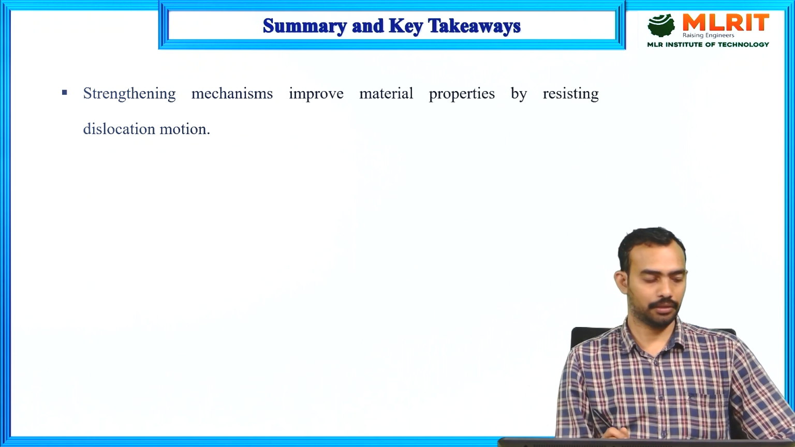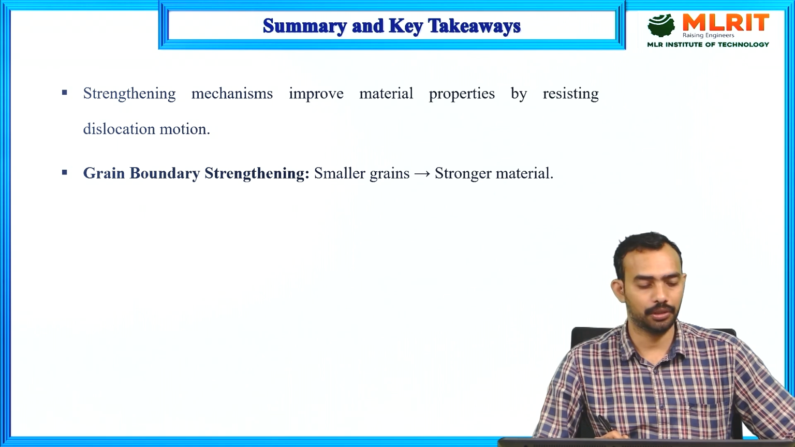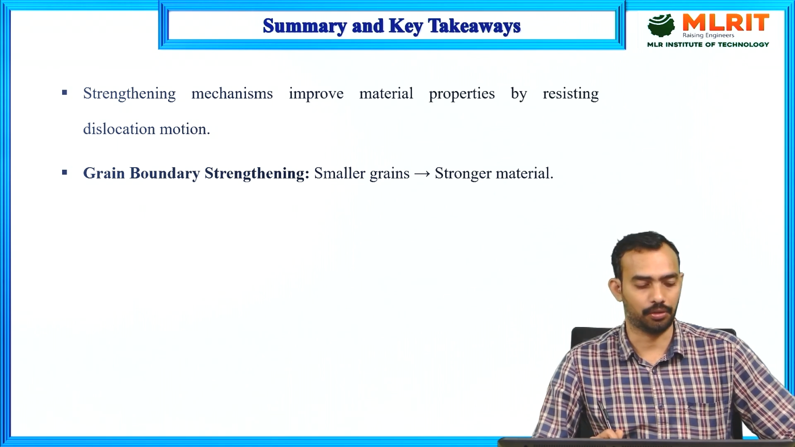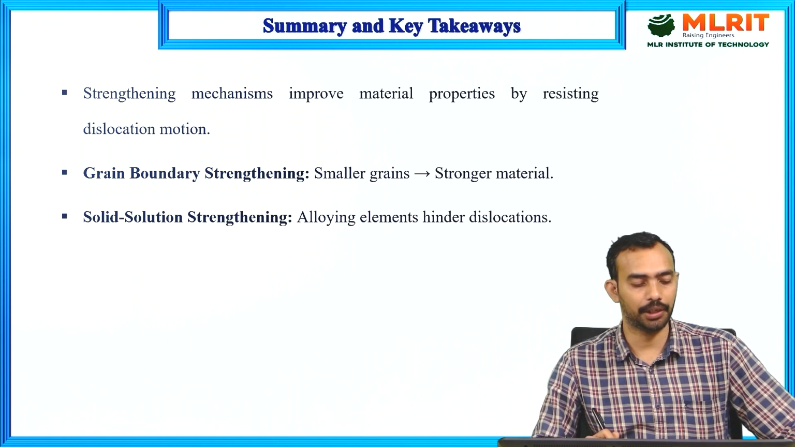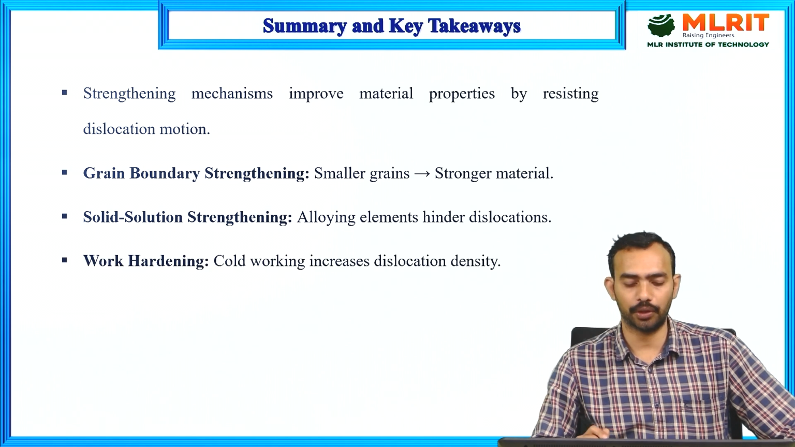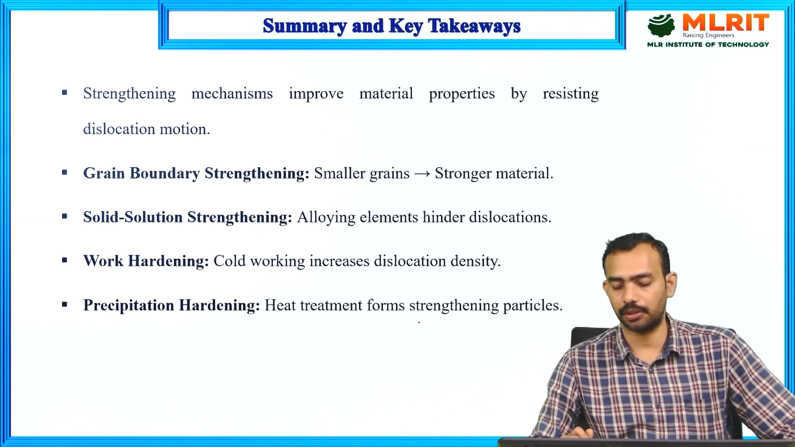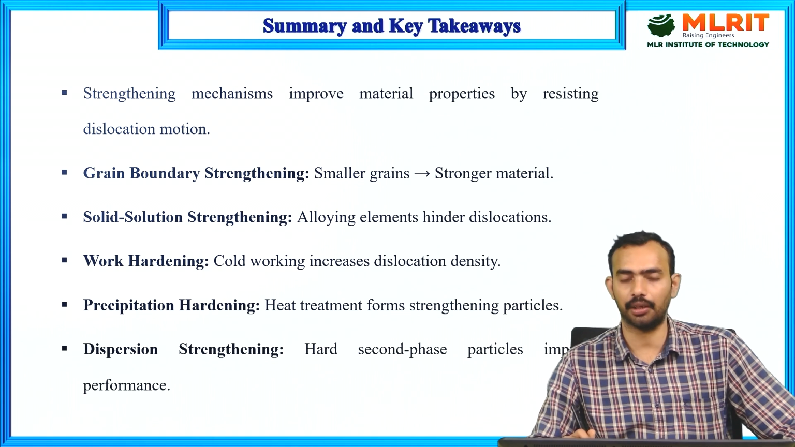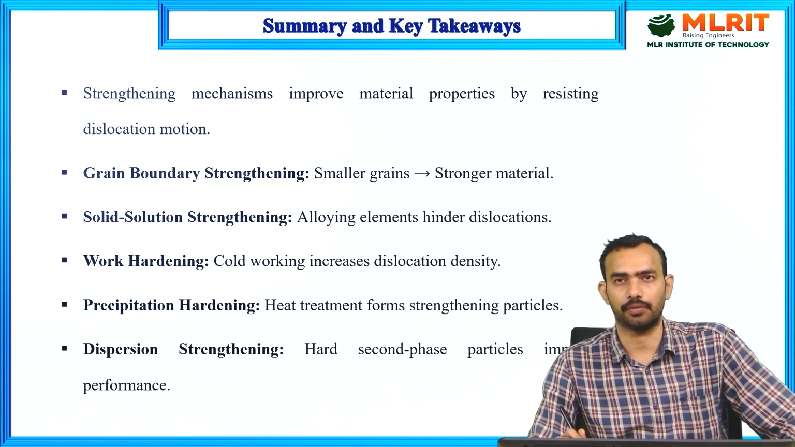If we summarize, strengthening mechanisms improve material properties by resisting the dislocation motion. The key concept is that you have to hinder the motion of dislocations. In grain boundary strengthening, smaller grains create a stronger material. In solid solution strengthening, alloying elements hinder the dislocation. In work hardening, cold working processes increase the dislocation density. In precipitation hardening, heat treatment introduces precipitates into the material that strengthen it. And in dispersion strengthening, hard second phase particles like oxides and carbides improve the high temperature performance of the materials.